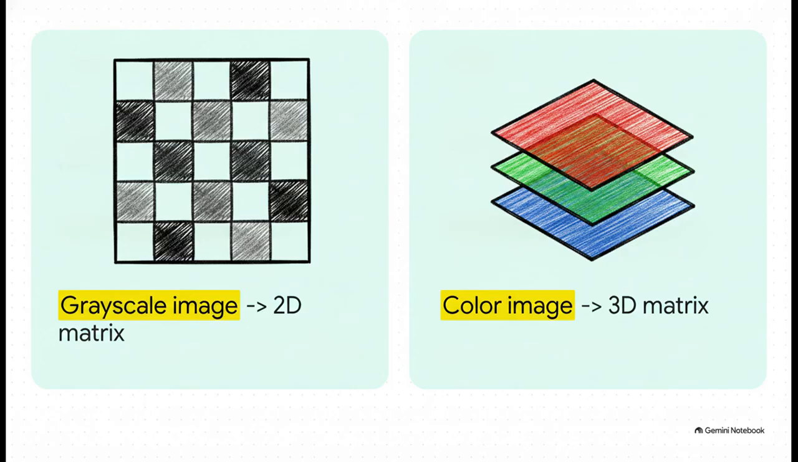This is a prime spot for trick questions on the exam, so notice the distinction here. A grayscale image is represented as a two-dimensional matrix, but a color image? That's represented as a three-dimensional matrix because it has to account for the red, green, and blue, or RGB, color channels. So grayscale equals 2D, color equals 3D.